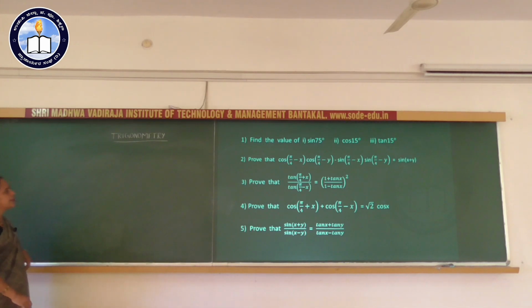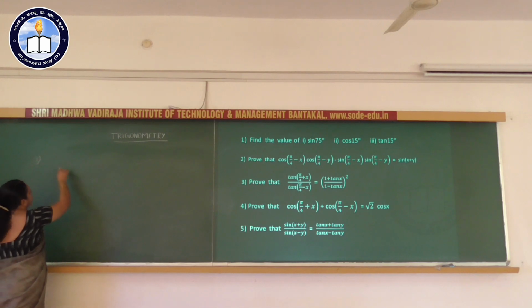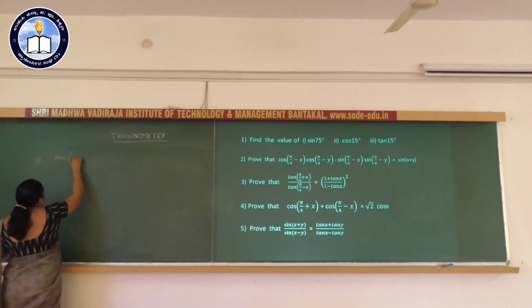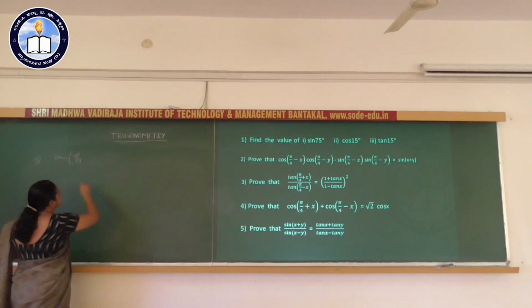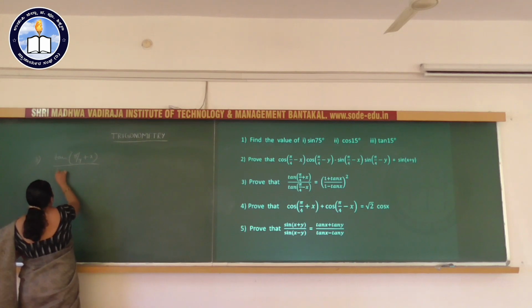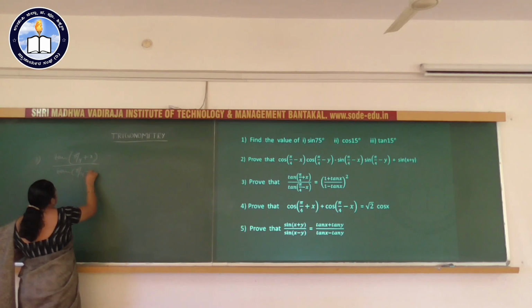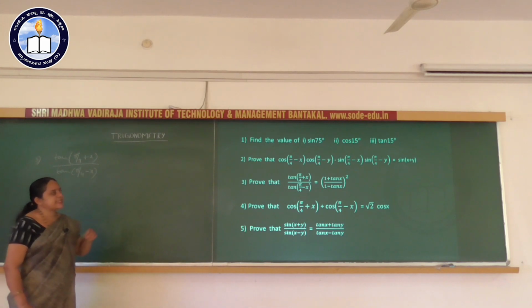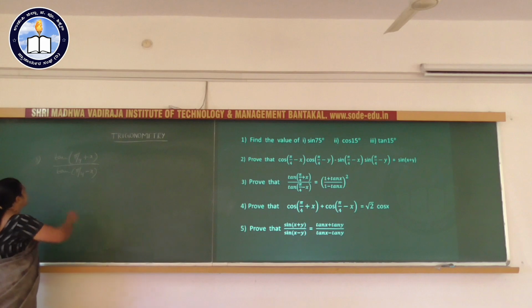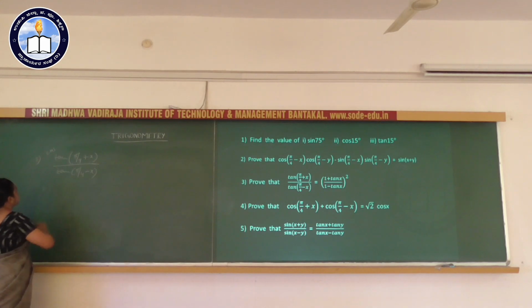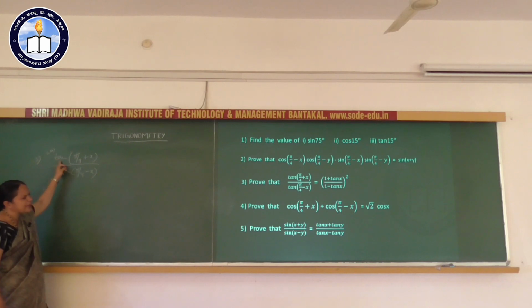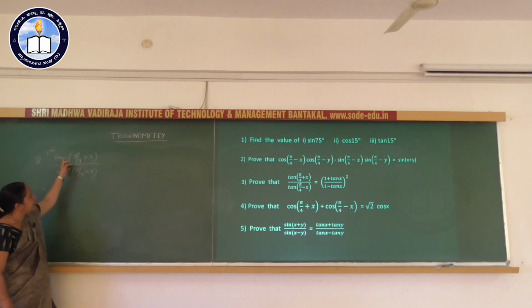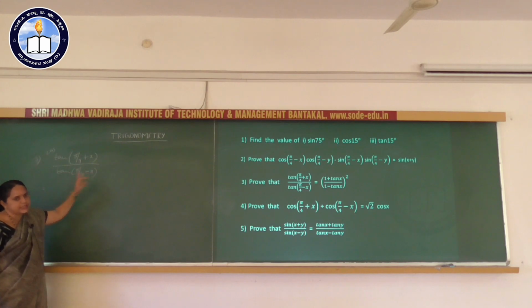Consider third problem. To prove tan of an angle pi by 4 plus x divided by tan pi by 4 minus x is equal to 1 plus tan x divided by 1 minus tan x whole square. Start from LHS. Tan pi by 4 plus x divided by tan pi by 4 minus x. You can expand the numerator using formula tan of x plus y. You can expand the denominator using formula tan of x minus y.